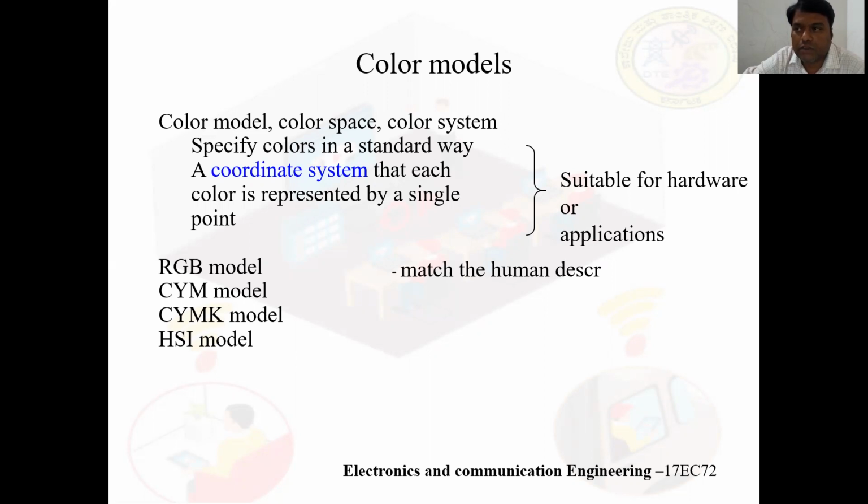In digital image processing, the hardware-oriented models most commonly used in practice are the RGB model for color monitors and a broad class of color video cameras, the CMY and CMYK models for color printing, and the HSI model. The HSI model decouples the color and grayscale information in an image, making it suitable for many of the grayscale techniques developed.